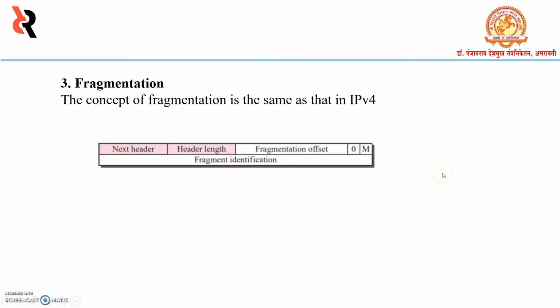In IPv6, only the original source can fragment. A source must use a path MTU discovery technique to find the smallest MTU supported by any network on the path. So this diagram shows the fragmentation field of the extension header. Next is authentication.